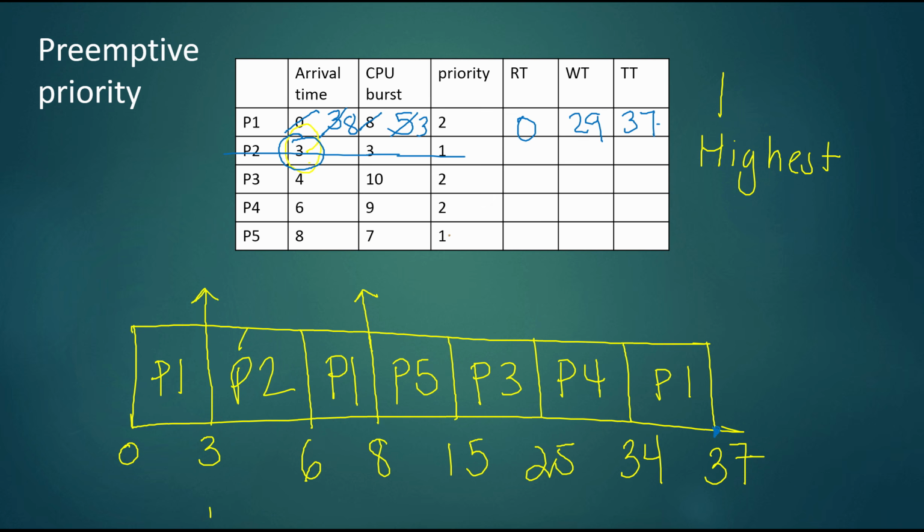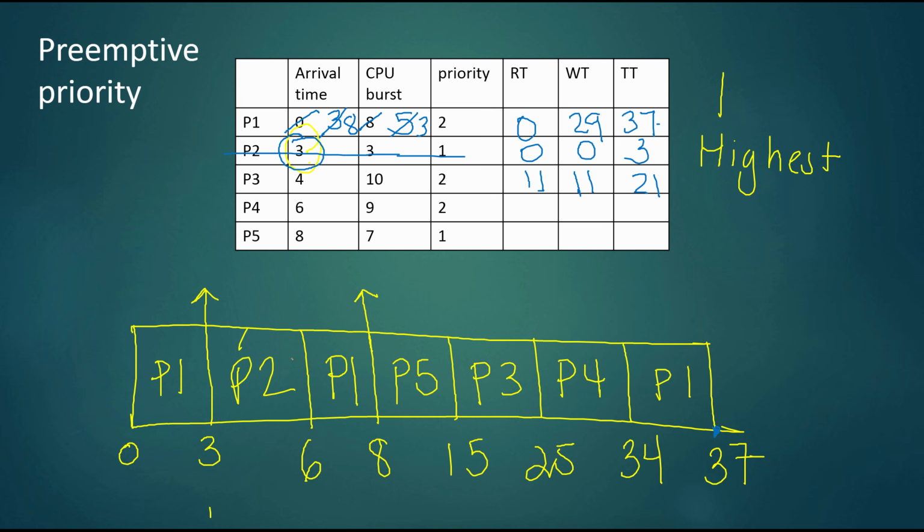Now P2 arrived at time 3, got the CPU right away, never waited at all, and was active in the system for a total of 3 time units, all of that time on the CPU. P3 arrived at time 4 and eventually got the CPU at time 11, so P3's response time was 11. P3 finished at time 25, and so P3's turnaround time is going to be 21. And if you take a look, P3 spent 10 time units on the CPU and 11 time units waiting.